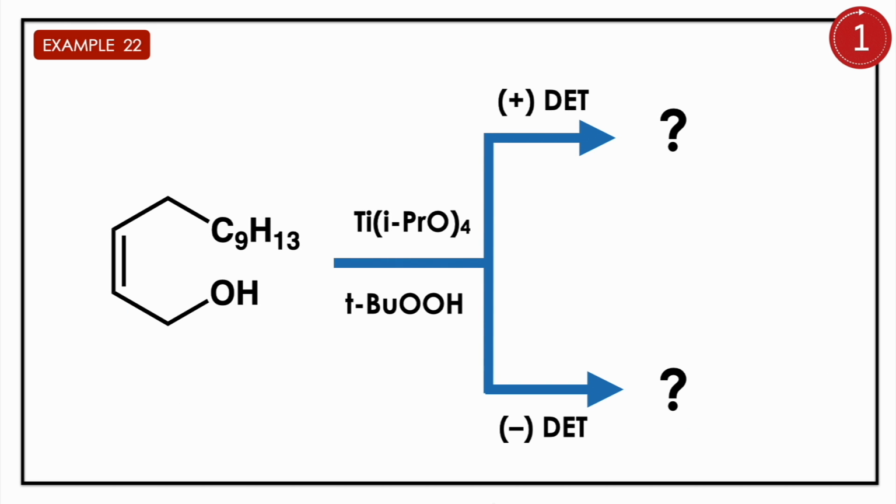Then the next example, here you have an alkene, one side with an alkyl group, another side methylene alcohol, both are cis to each other. Titanium isopropoxide you are using, tert-butyl peroxide, and two different pathways with two different DET, minus DET and plus DET. You should find what difference it can make in the final product.